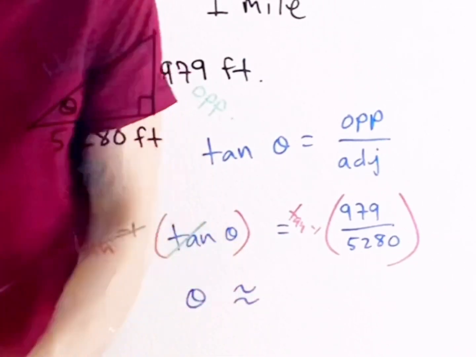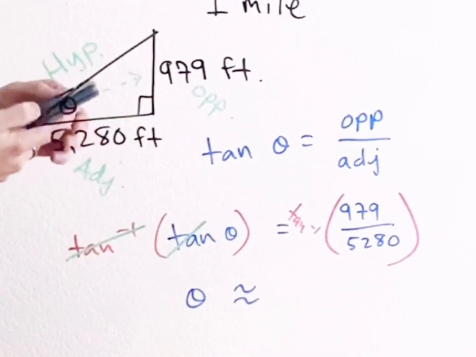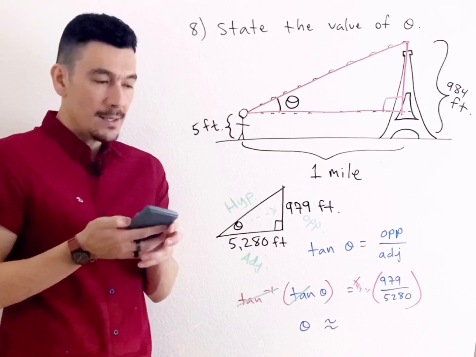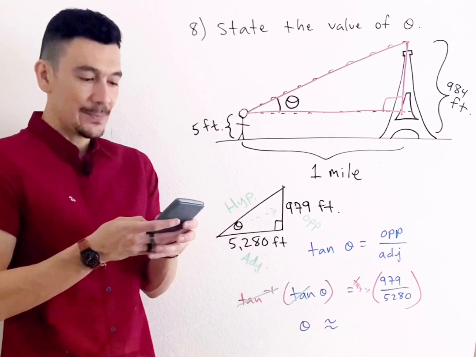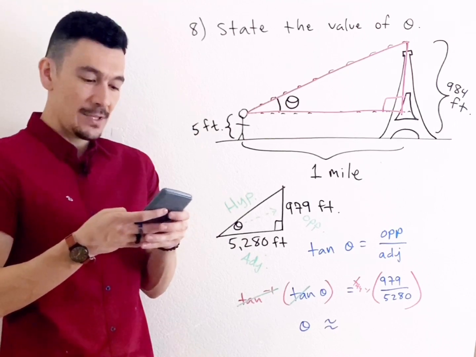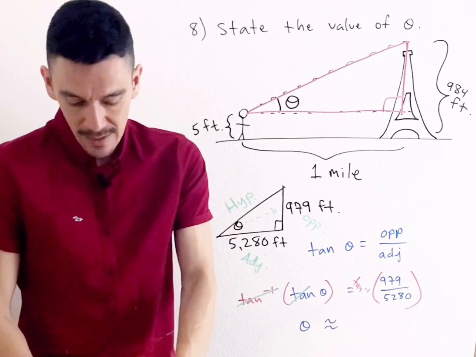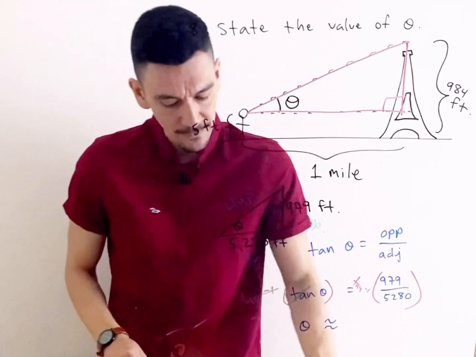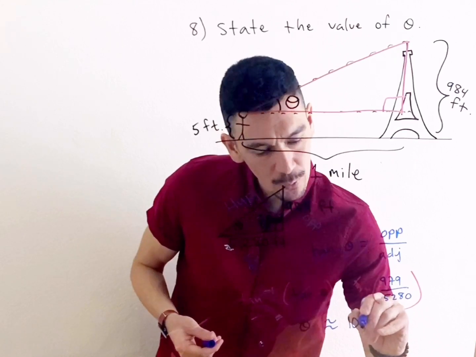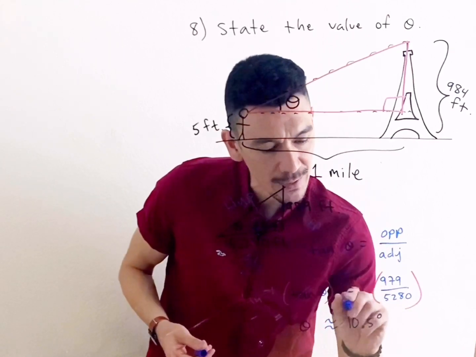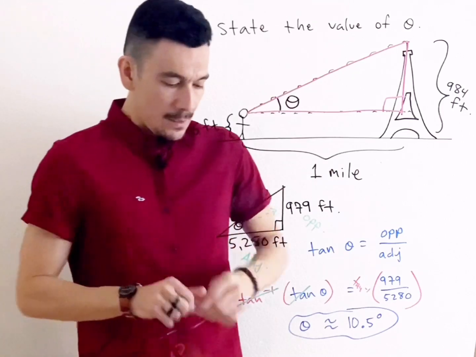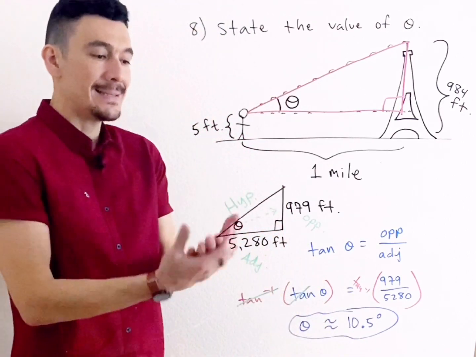And then we can go Casio and type in tangent inverse. Make sure you're in degrees. Tangent inverse of that. And to the nearest tenth, folks, to the nearest tenth, it should be about 10.5 degrees, right? Degrees.